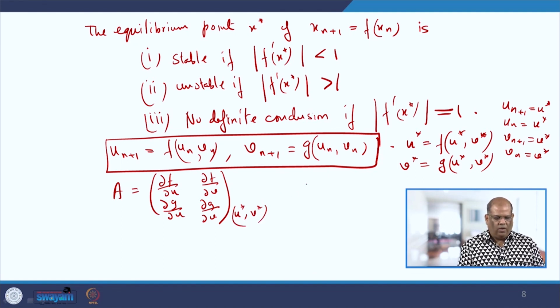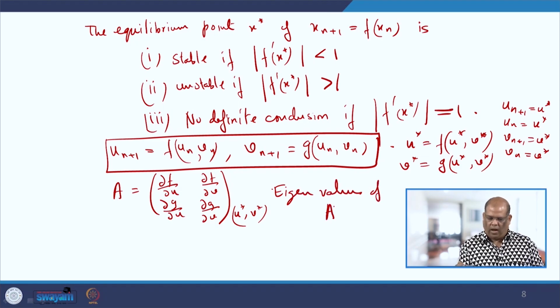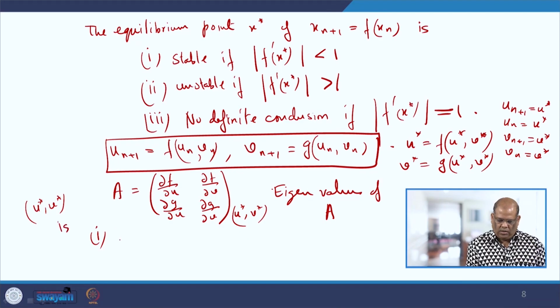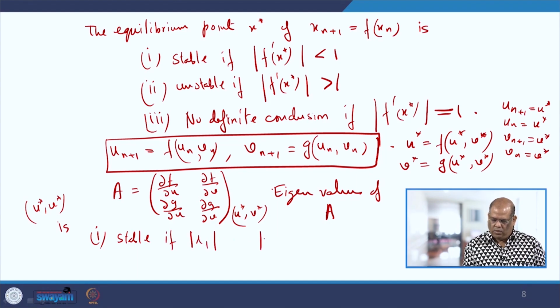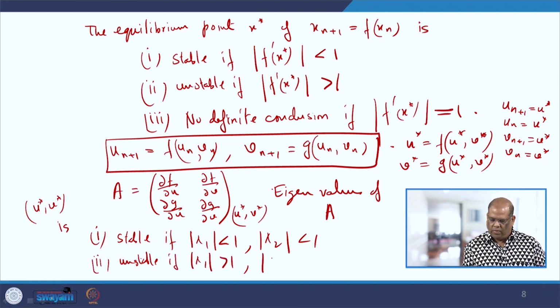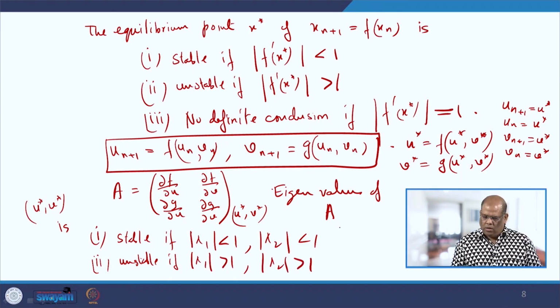And once you do that, you calculate the eigenvalues of A, and your u star, v star is stable if both the eigenvalues, by taking their modulus, are less than 1, and unstable if both the eigenvalues, the modulus of which is greater than 1. So, it's a similar kind of result, just like the linear one.